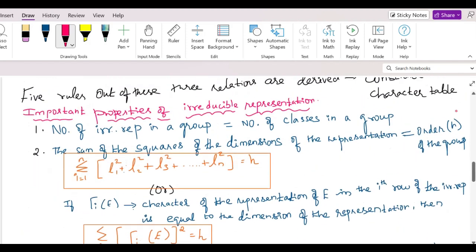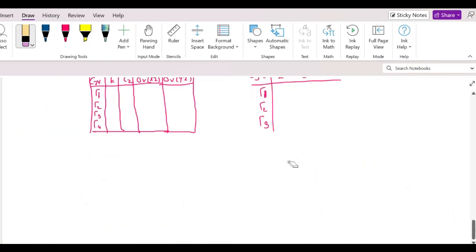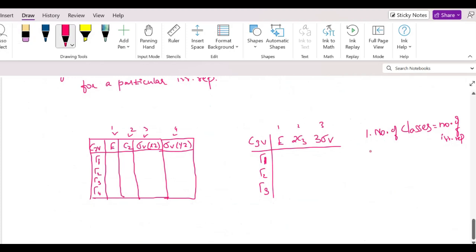Then the second rule: the sum of the squares of the dimensions of the representations will be equal to the order of the group. So again I am repeating, the sum of the squares of the dimensions of the representations will be equivalent to the order of the group. So what does it mean? Let us just see from a representation.